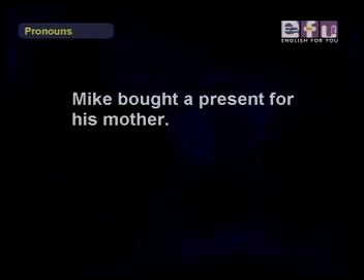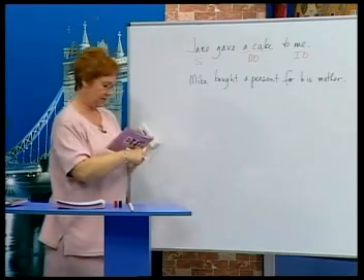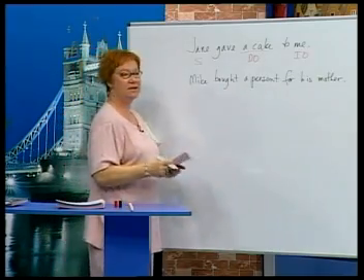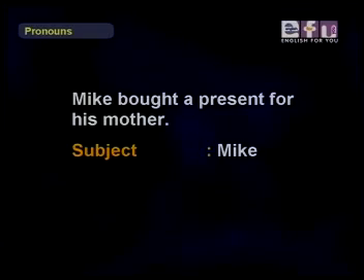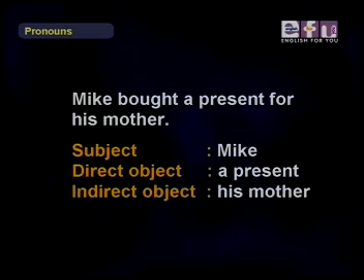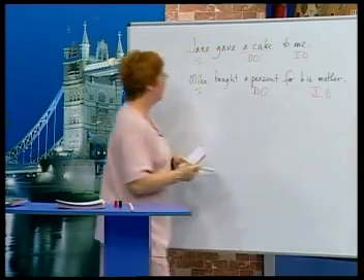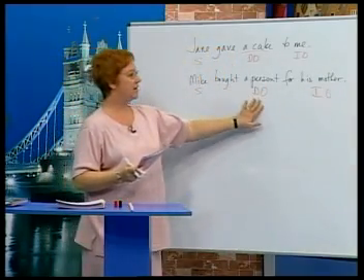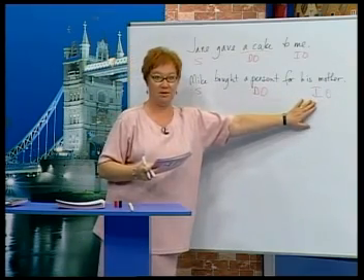Okay, here's another sentence. Mike bought a present for his mother. Okay, Susan, you do the same thing. Mike is the subject. A present is the direct object. For his mother, indirect object. Yes, good. Okay, so we've got subject, direct object, indirect object.